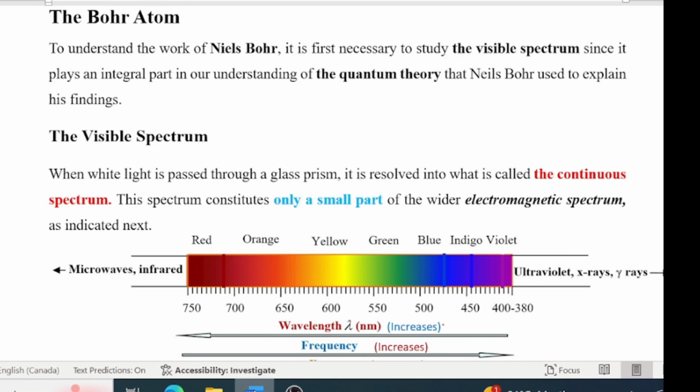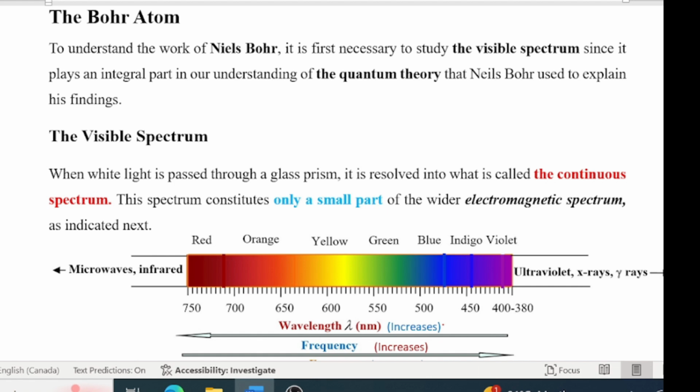Up to the point in time of Ernest Rutherford and just before Niels Bohr, the basic understanding of the atom was that it had a positively charged nucleus surrounded by the electrons. The work of Niels Bohr opened a new frontier of the understanding of how electrons are around the nucleus of the atom. To understand the work of Niels Bohr, it is first necessary to study the visible spectrum, since it plays an integral part of the understanding of the quantum theory that Niels Bohr used to explain his finding.